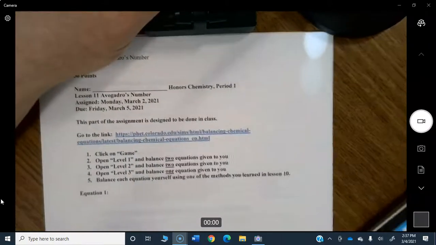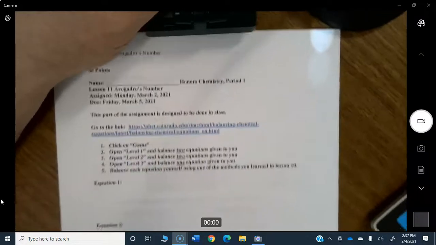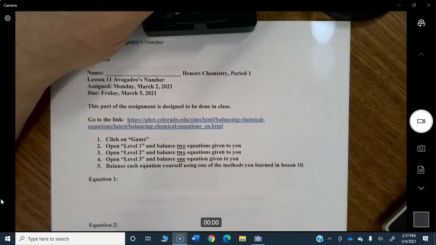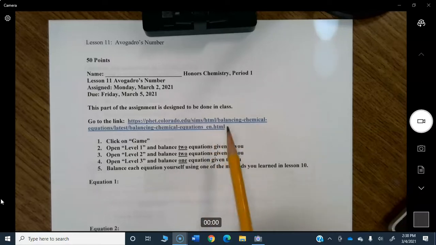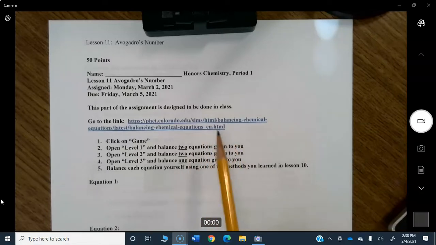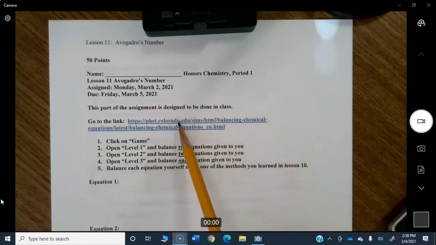The first part of the assignment is really a bit of a review that we did in class. If you didn't get it done in class, you can do it at home. What you would do is go to this website. There's a live link both in the Canvas site under lesson 11 and on this sheet in the Canvas site. Either place, you click on it, it will take you to a site called Colorado PhET, and what they have is a lot of science simulations for various sciences.